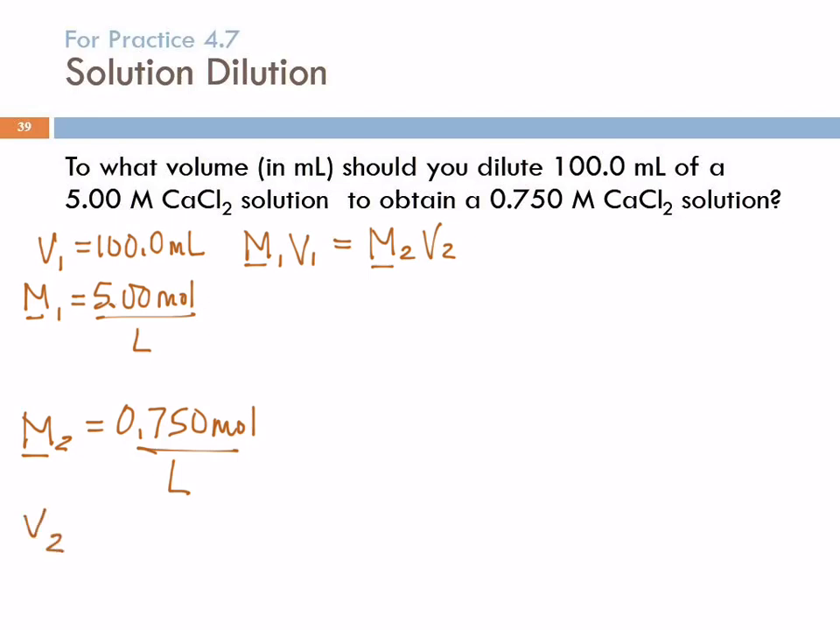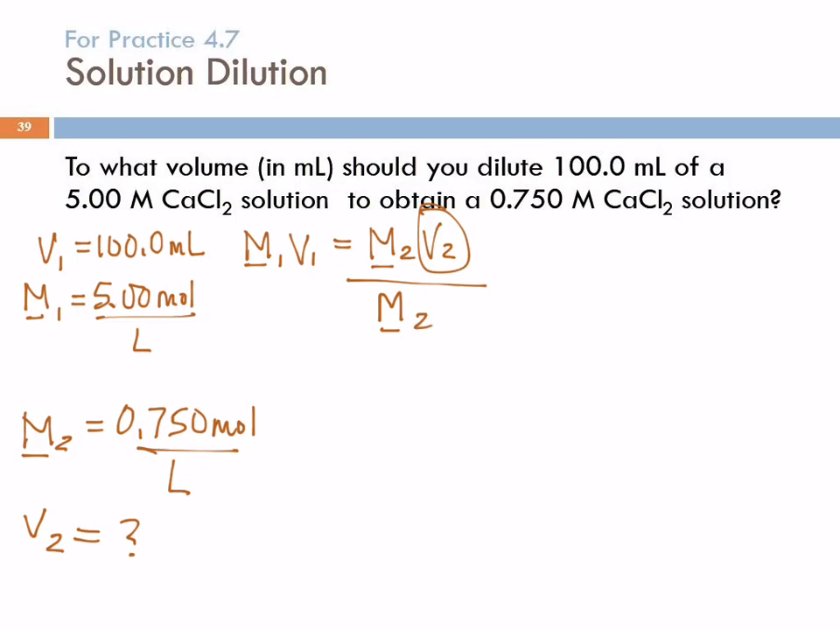And what is volume 2? That's what we have to find out. They're not going to give you all 4 of them. They're going to give you 3 and make you find the other one. So we are trying to solve this equation for V2. So we need to rearrange the equation. So here I have molarity 2 times volume 2. I want to move molarity 2 to the other side. I want to get V2 all by itself.